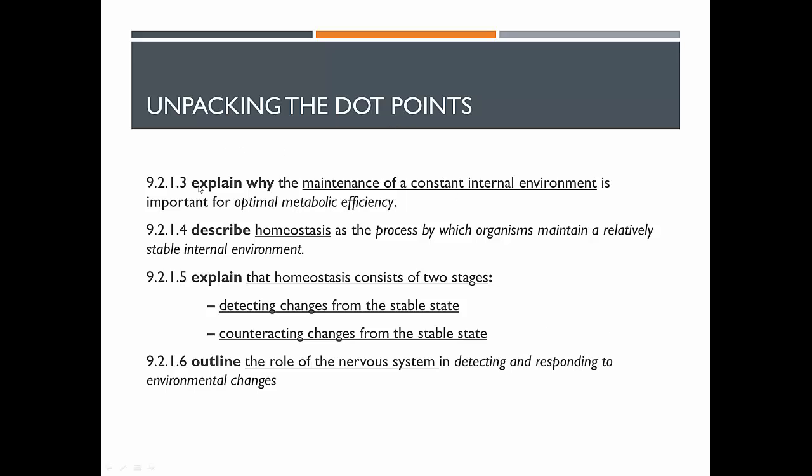The first thing here is that you'll see that you've got some bolded sections. These are our verbs. So here, the first one, which is explain why, is asking us for a cause and effect. So what we're looking for is that if our body can maintain a constant internal environment, that's great, but why is it important for optimal metabolic efficiency? So explain why we need this in order to achieve this.